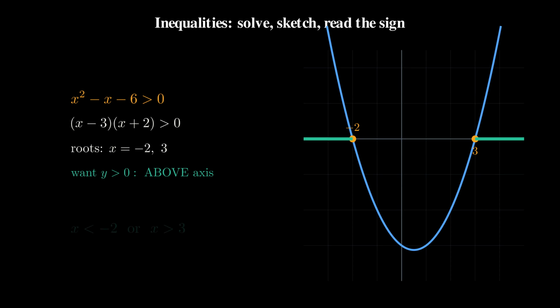Notice, for greater than we get the outside. If it had been less than 0, we'd take the inside, between the roots. The sketch makes it obvious which. No sign tables, no memorizing. Let's build a ladder of examples. Easy to hard, all my own numbers, IB style.